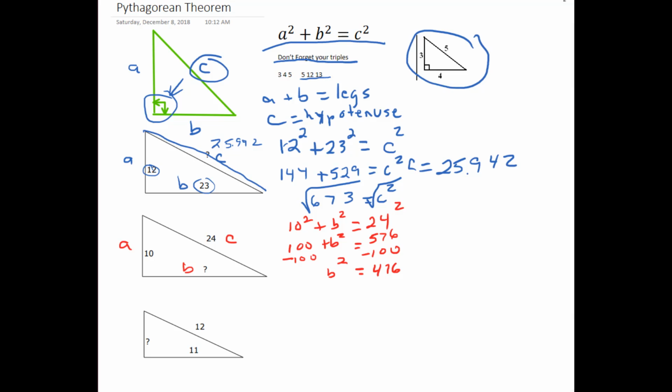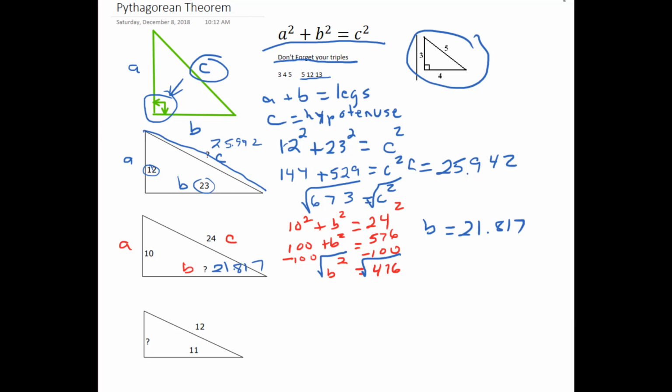Now, to find b, we have to do the square root, because the opposite of a square is the square root. And the square root of 476 will give us b equals, let's see, 21.817. Now, does that make sense? This is about 21.817. So yeah, 24 is still the longest, a is the shortest, and b is right in the middle. That makes total sense. All right, we did good.